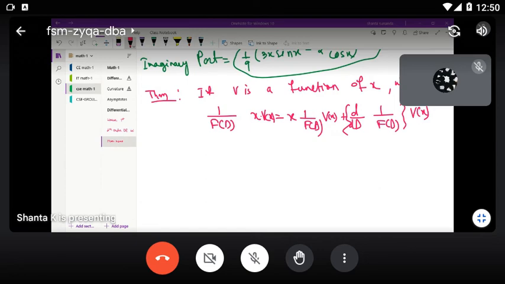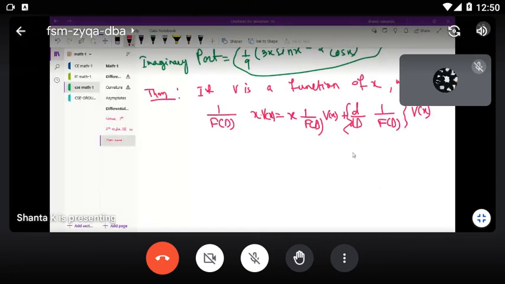Ma'am, what is the meaning of d by d of 1 by f of t? That is, it's a differentiation. Okay. Differentiation of 1 by f of t? Yes, 1 by f of t.